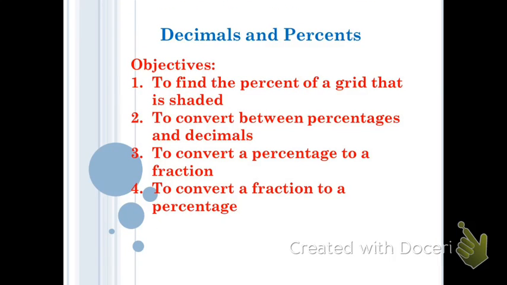Decimals and percents. The objectives in this lesson are: 1. To find the percent of a grid that is shaded. 2. To convert between percentages and decimals. 3. To convert a percentage to a fraction. And 4. To convert a fraction to a percentage.